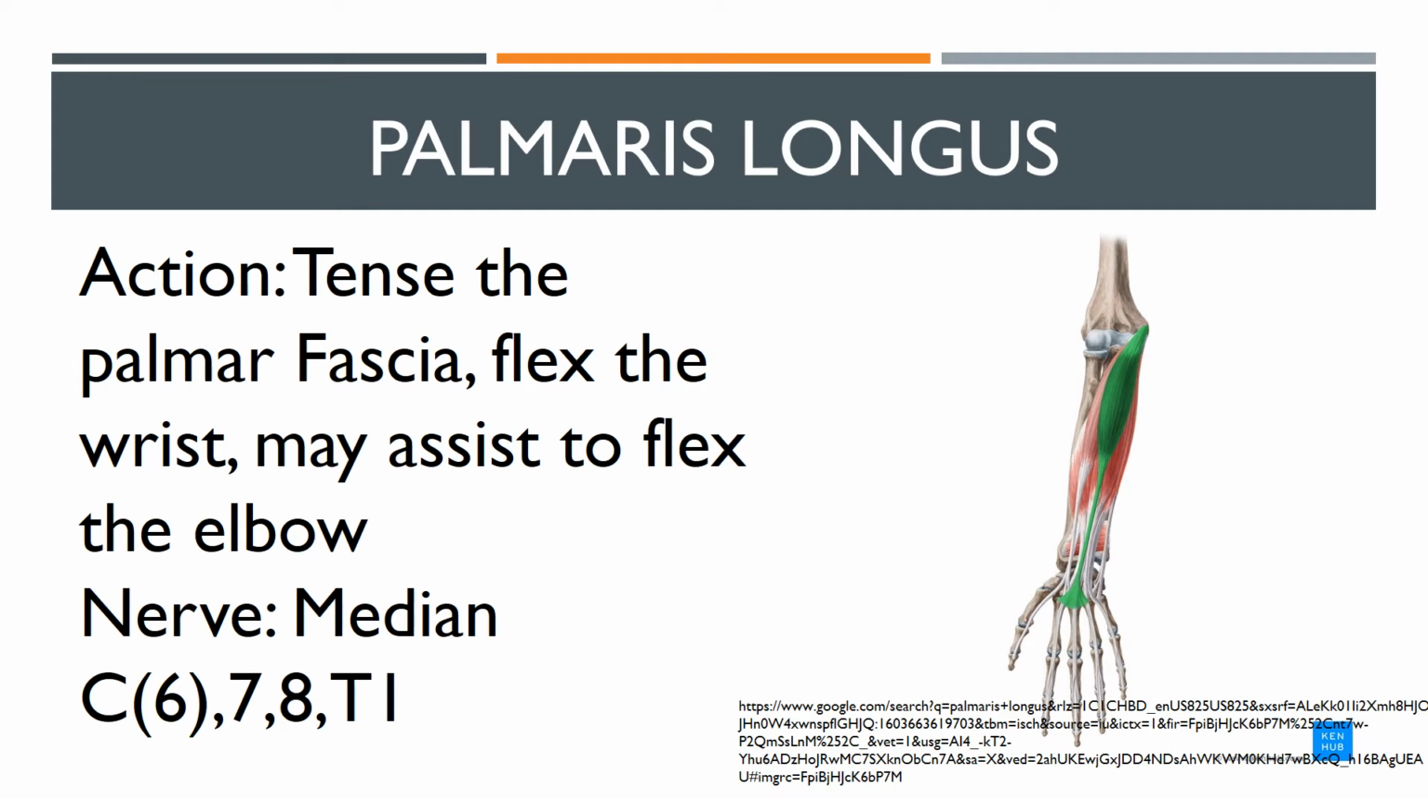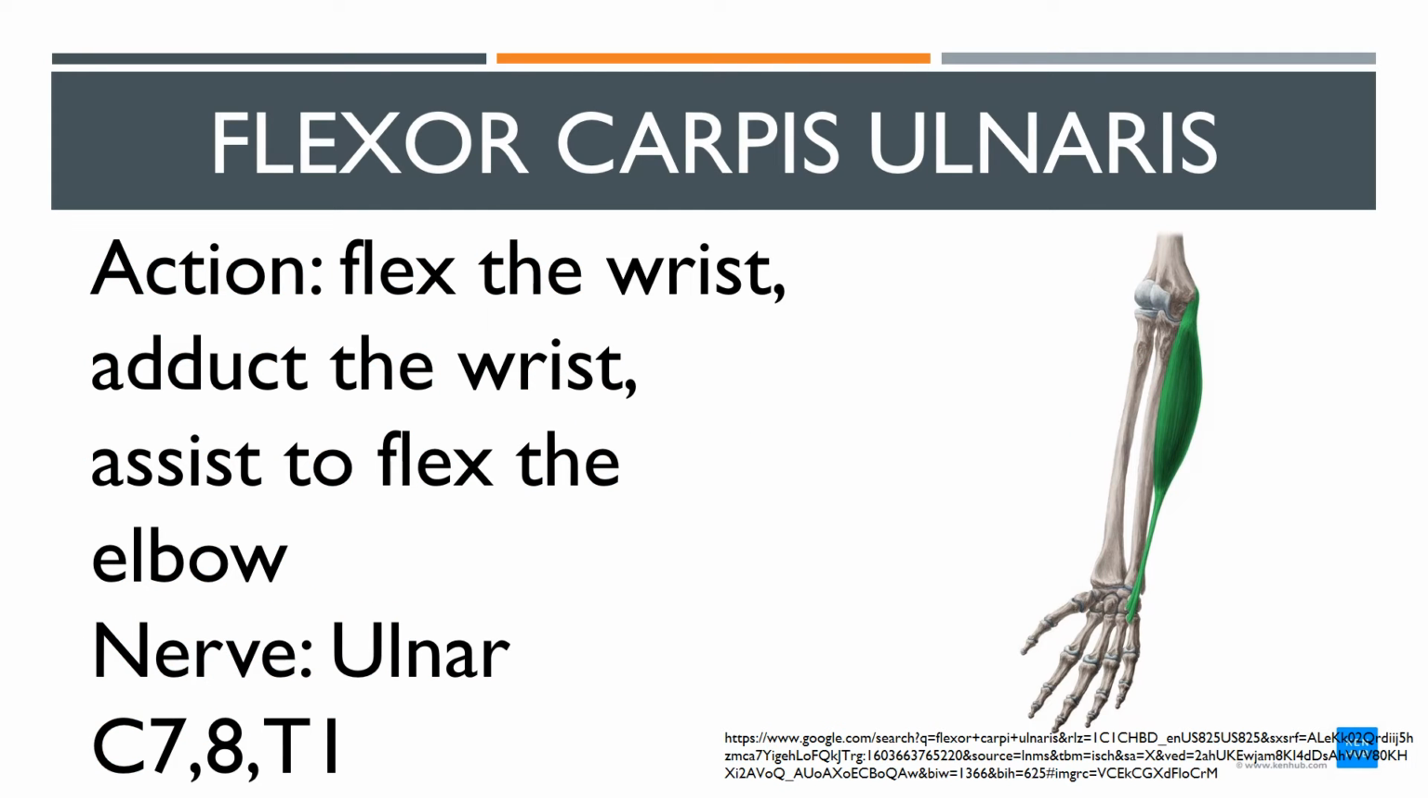Palmaris longus tenses the palmar fascia. It also flexes the wrist and may assist to flex the elbow. The nerve is median C6, 7, 8, and T1. Flexor carpi ulnaris flexes the wrist, adducts the wrist, and assists to flex the elbow. The nerve is ulnar C7, 8, and T1.